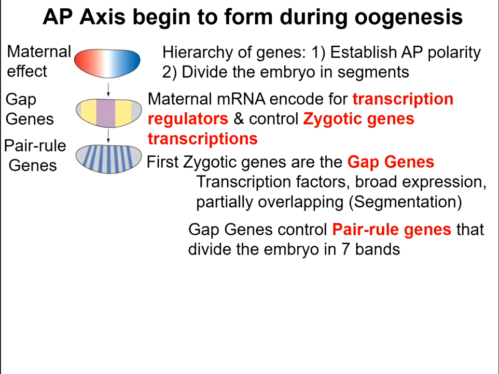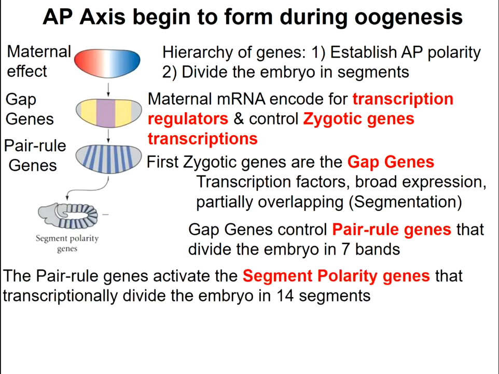After the GAP genes, we have expression of the pair rule genes. In fact, the GAP genes directly control the expression of the pair rule genes along the anterior-posterior axis and divide the embryo in 7 expression bands, which overlap more or less to physical bands on the future larva. The pair rule genes control the expression of segment polarity genes. These genes divide the embryo transcriptionally in 14 segments. These 14 segments correspond approximately to the 14 anatomical segments in the embryo.